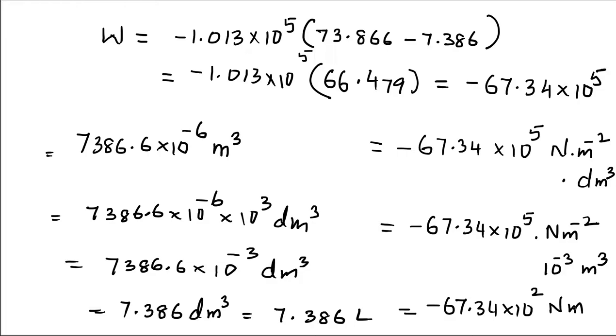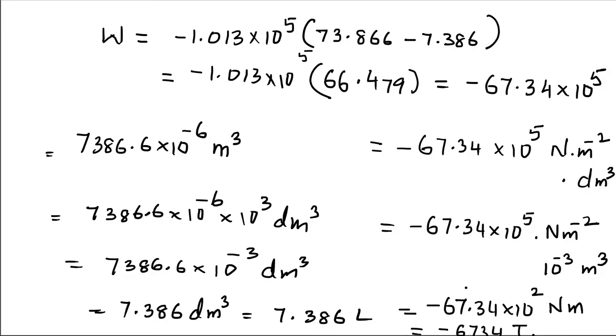10 power 2 means 100. 67.34 times 100 is 6700. Okay, I am worrying in maths a little bit. 67.34 times 100, I get 6734 Newton meters. So basically this is 6734 joules of the work. Why did I say it is joules? Newton meters is equal to 1 joule. So this is the answer.